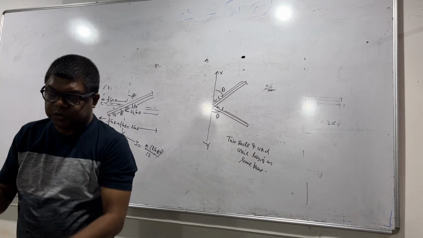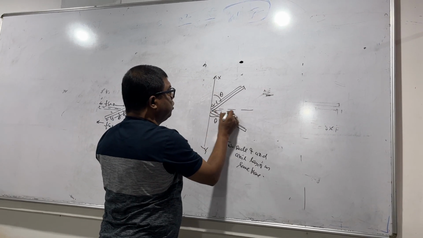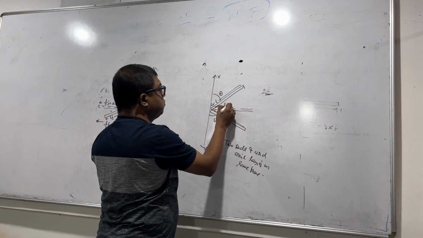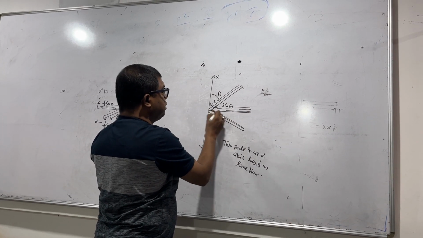Okay. So its moment of inertia is equal to: this is L cos theta, this is L sin theta, and its perpendicular length is L sin theta. This is L cos theta, and its perpendicular length is L sin theta.